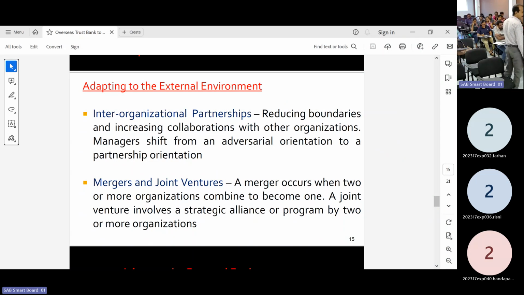Managers should shift from an adversarial orientation to a partnership orientation. They should not think they know everything always, but they should know what they are not knowing. Till then they have to have collaboration. That has happened here, no? As I said, that's the theoretical principle, the concept behind the practice.